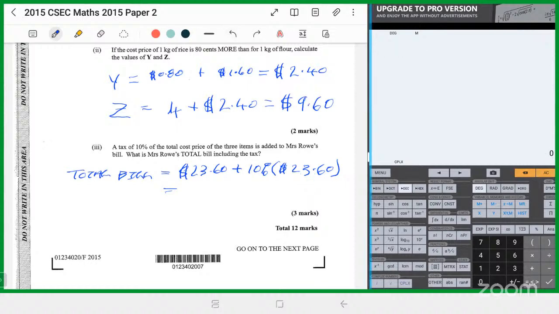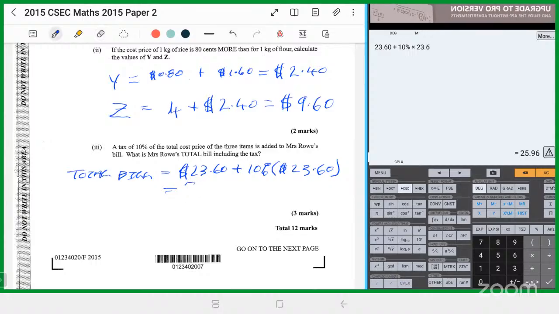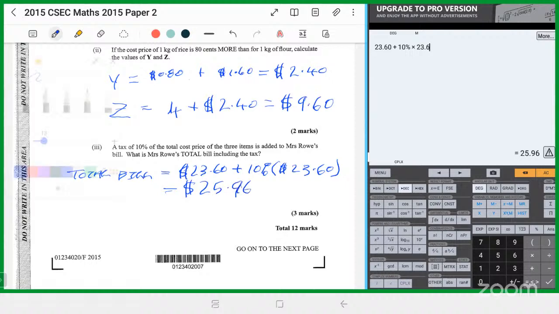See it here on the calculator. $23.60 plus 10%. The calculator can actually give you a percentage as well of the 23.60. We're going to get 25.96, right? 25.96. That's the answer. Or we could do it another way.